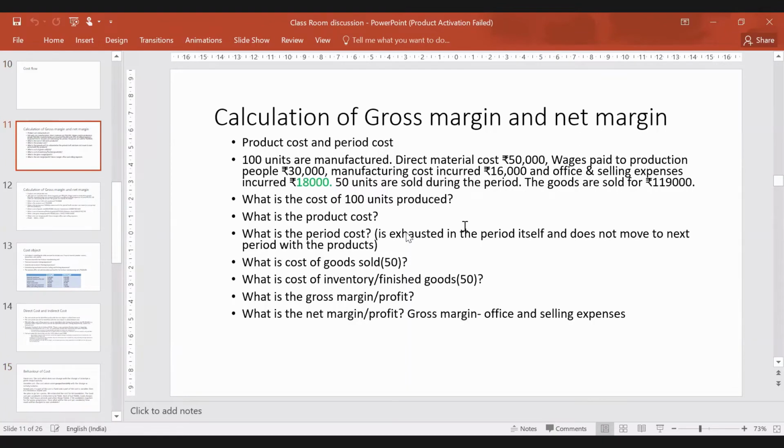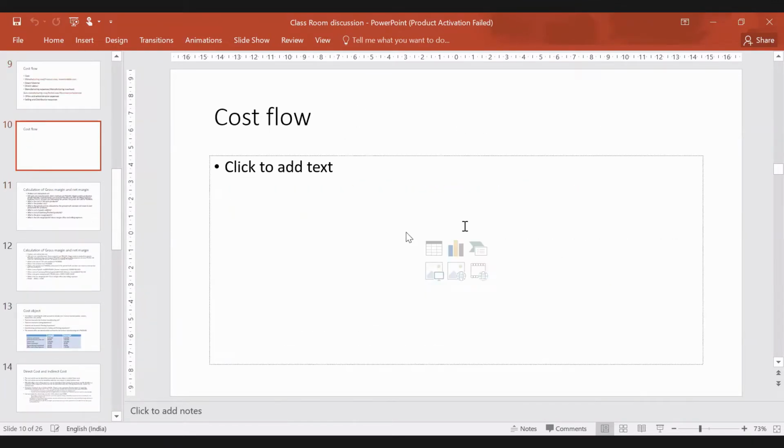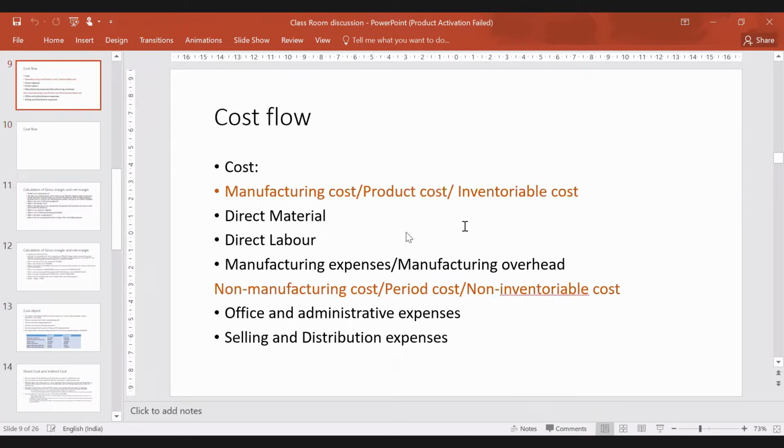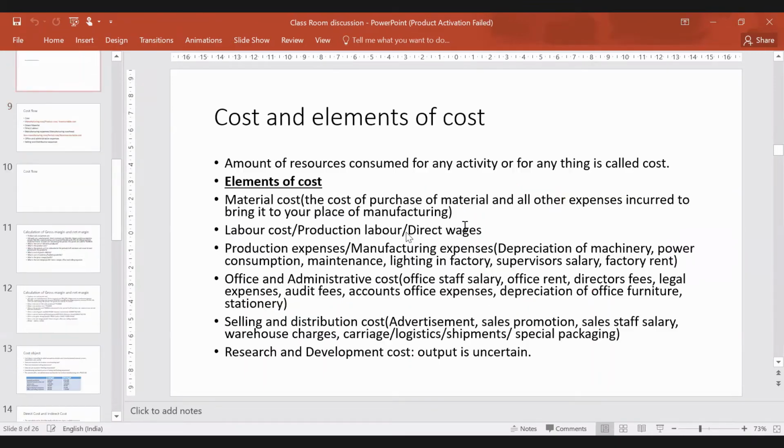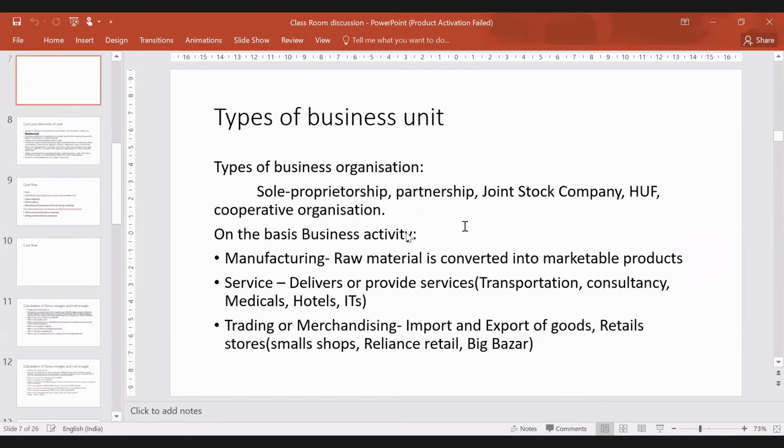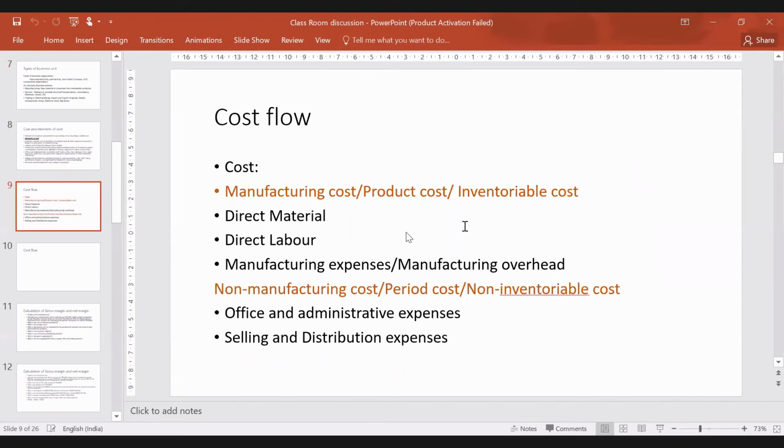See, in this question we have attempted very carefully all the product cost and period cost. If you repeat this question once again, you will get that. Cost flow, I don't have the diagram, but we had done it there. Here in product cost, period cost, you can see direct material, direct labor, and manufacturing expenses that we take into consideration. Only these three things are taken into consideration to find out the cost of the product. And these two are period cost, never added to find out the cost of the product, goes directly to the income statement and exhausted in the period itself. Product cost can go to the next period if you are having some stocks.